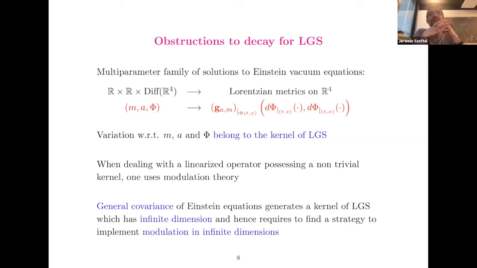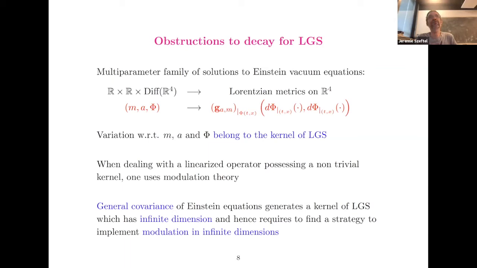When you have a kernel at the level of the linearized operator, then at the nonlinear level what you have to do is to use modulation theory. And here, an interesting aspect of this problem is that typically this is done in finite dimension. Here, you have to do modulation in infinite dimension because the set of diffeomorphisms obviously has infinite dimension. The kernel generated by M and a is maybe more standard, but the one generated by phi is infinite dimensional.